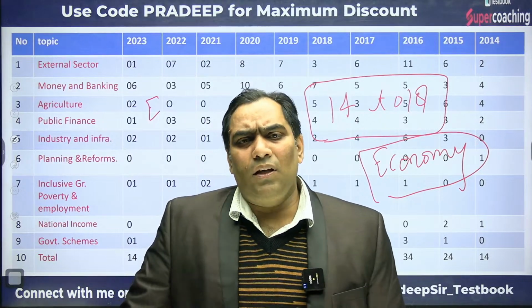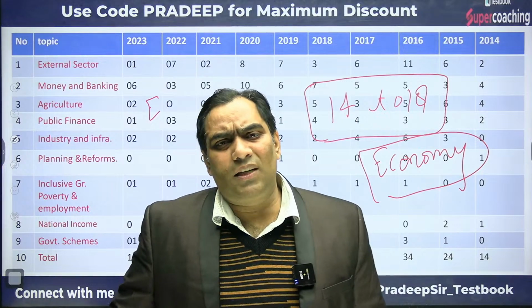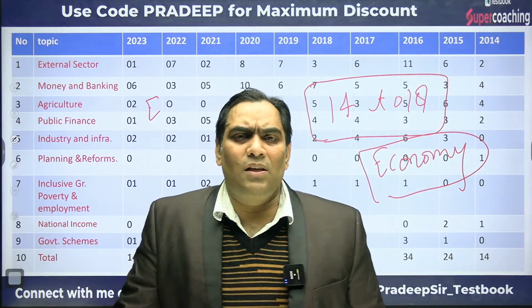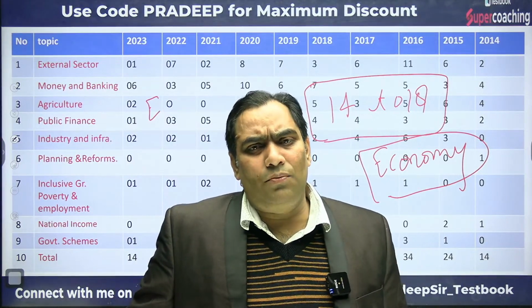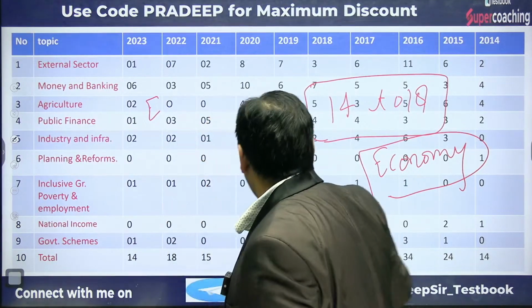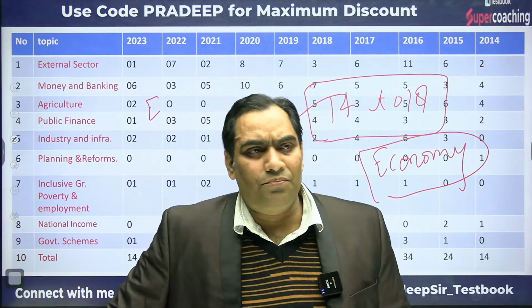The first is environment and ecology, which UPSC is nowadays targeting; maximum weightage goes to environment and ecology. After that, economy has the greatest weightage, and out of those 100 questions, 14 to 18 questions are asked from the economy section.